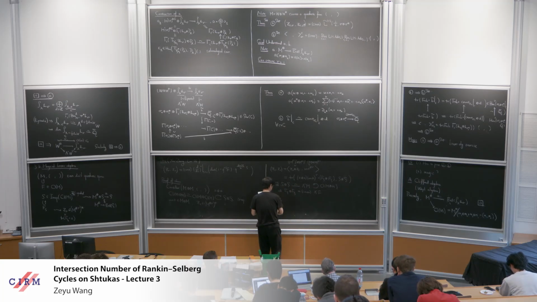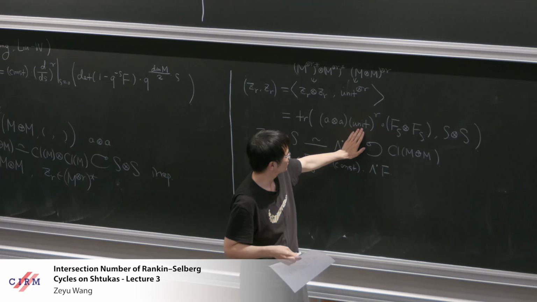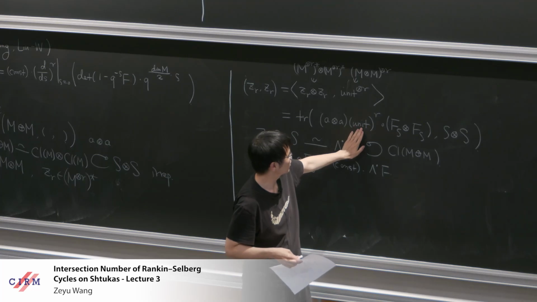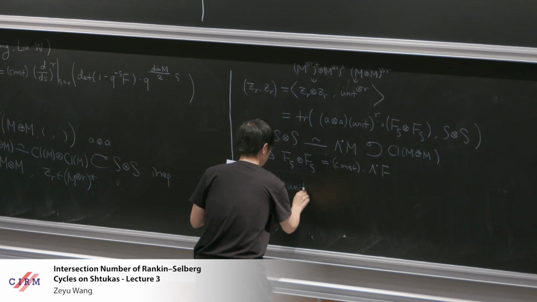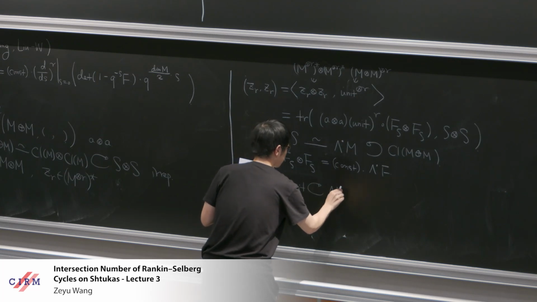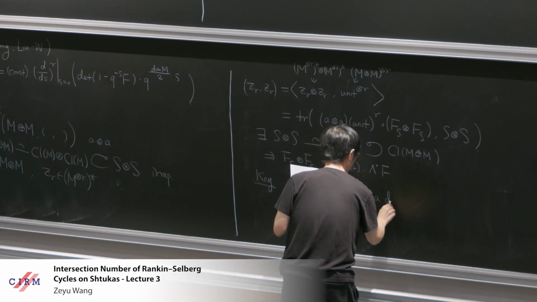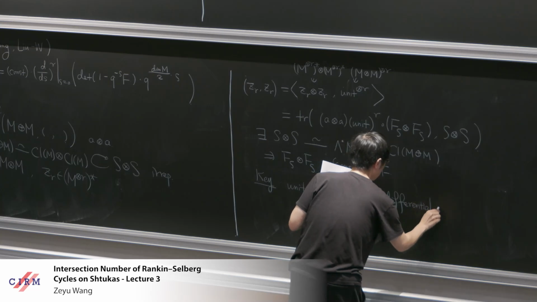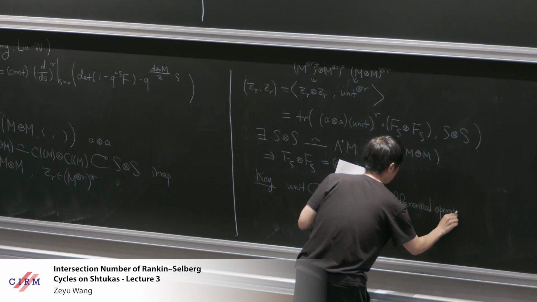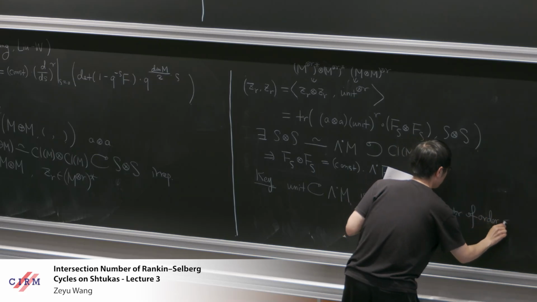So the key point is that now you see what you need to compute: the trace of Frobenius here, composed with the action by an operator called unit. The key point is that this unit, acting on this exterior power, is a differential operator of order less than or equal to 1.